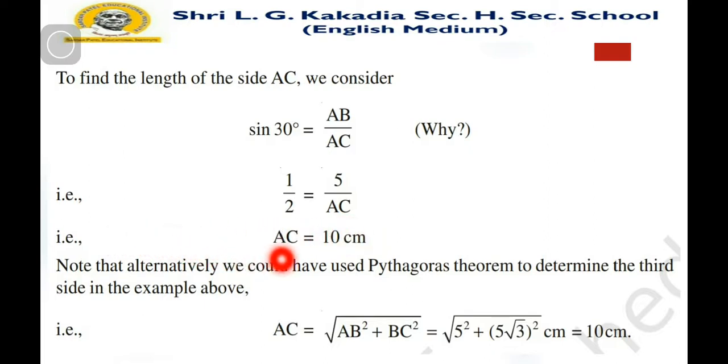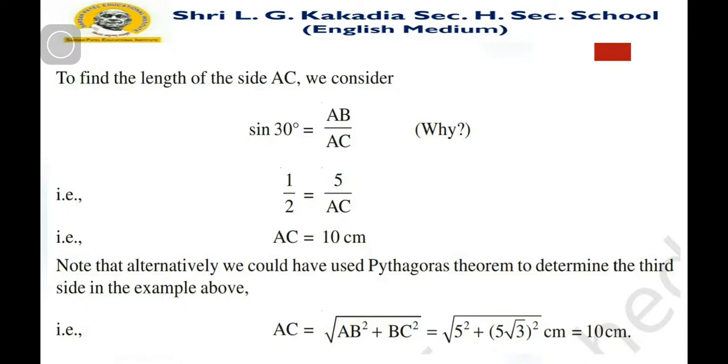Note that alternatively we could have used the Pythagoras theorem to determine the third side in the example above. AC is equal to square root of AB square plus BC square, which is equal to square root of 5 square plus (5 square root 3) square, which is equal to 10 centimeter. So we know about it.